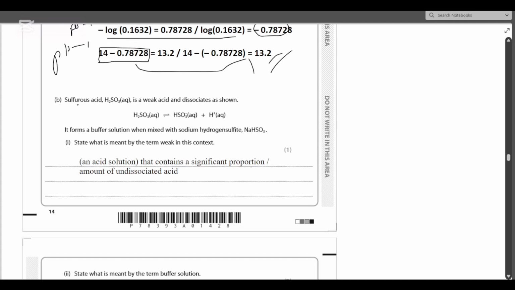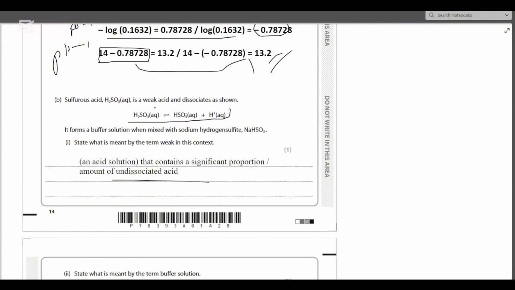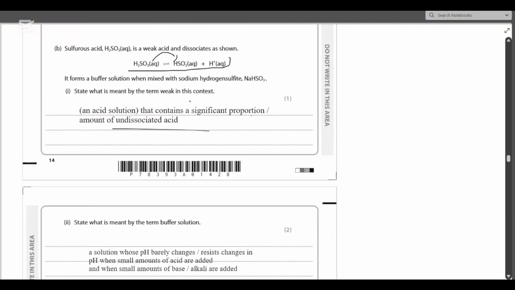Next one, they said sulfurous acid, which is a weak acid and dissociates as shown. This is the dissociation reaction. We can see that it forms a buffer solution when mixed. State what is meant by the term weak in this context. Now, weak basically means it's an acid solution that contains a significant proportion or amount of undissociated acid. That's right. This is the reason why basically an equilibrium position is reached right down here.